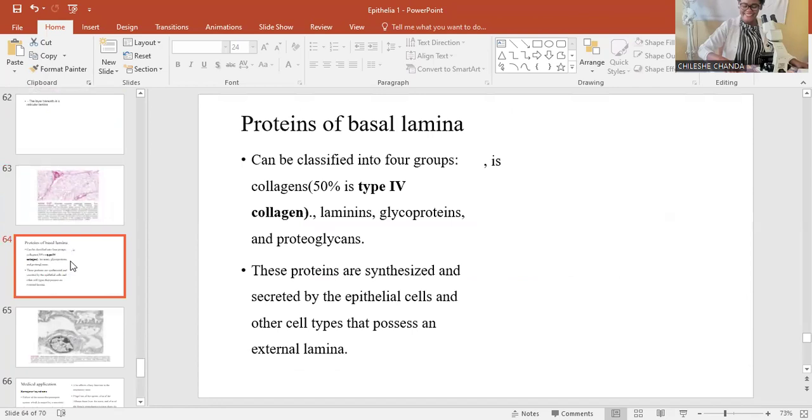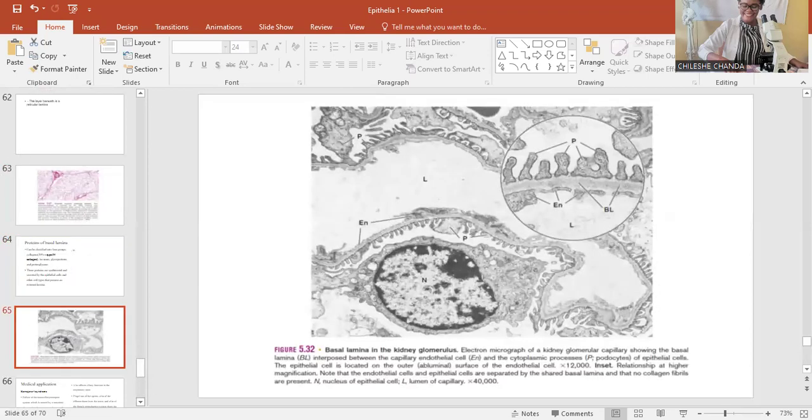Now, some of the proteins of the basal lamina, like I said, we have type 4 collagen, which makes up most of the collagen in the basement membrane. And this is a light micrograph, also taken from the kidneys. We have a cell of the kidneys here, and it has these projections. All these projections are coming from this one cell. And on the other side, we have a blood vessel.